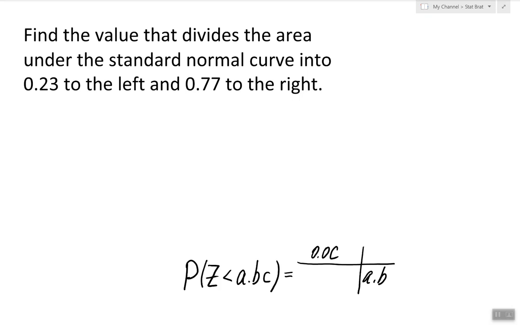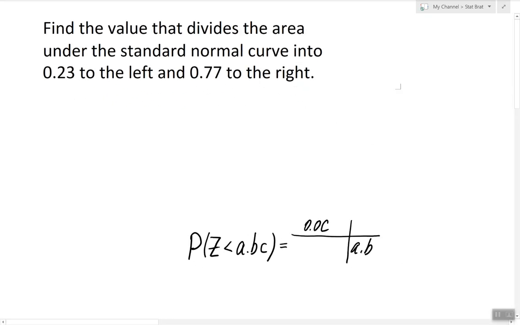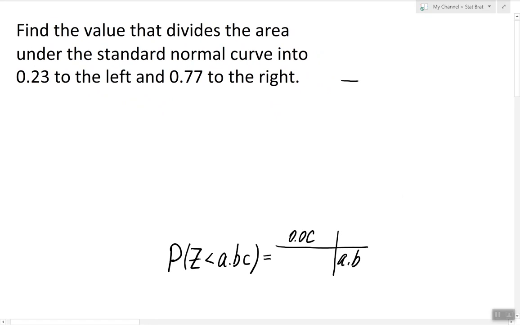Find the value that divides the area under the standard normal curve into 0.23 to the left and therefore 0.77 to the right. So what the question is asking is, given the standard normal curve, find the value which divides the region under into two regions. So the area to the right is 0.77 and the area to the left is 0.23. So it's asking us to find such value.